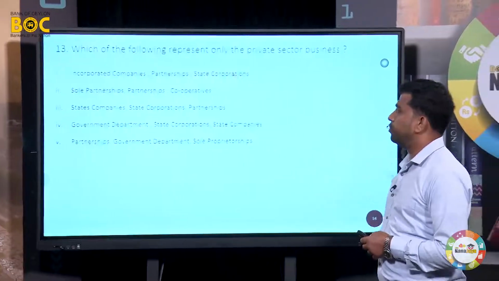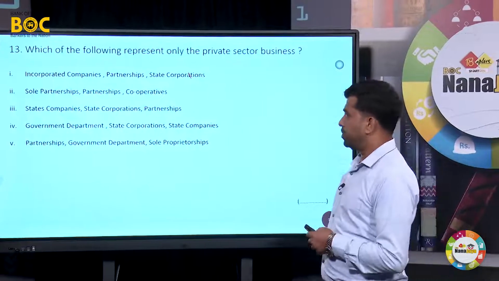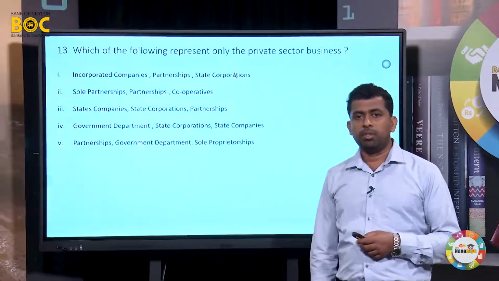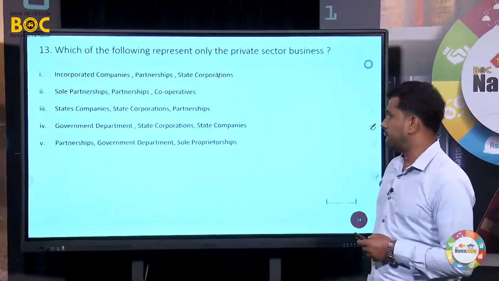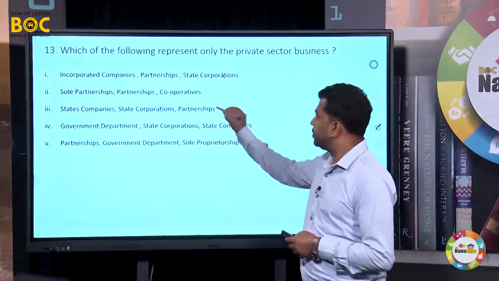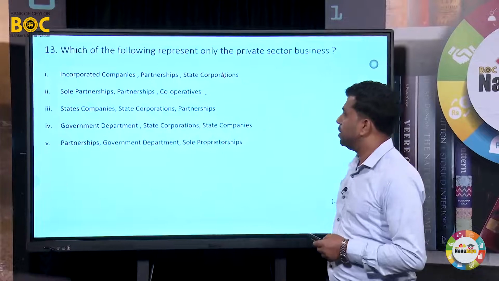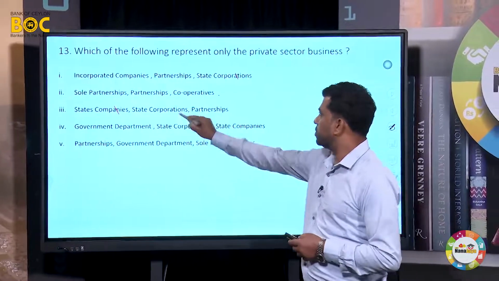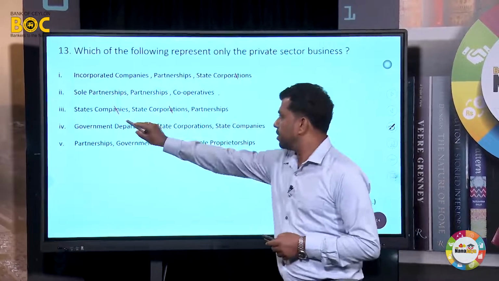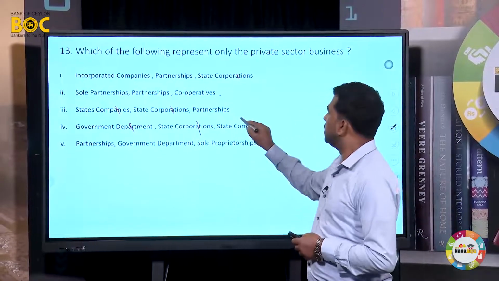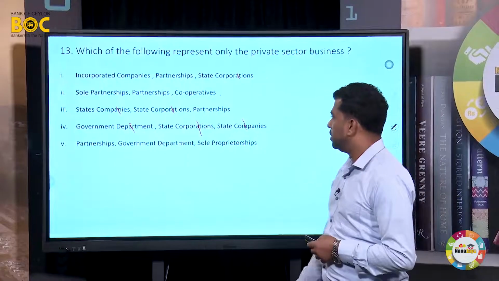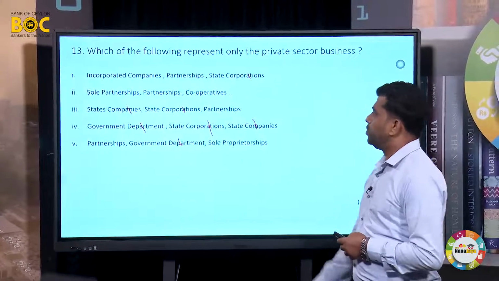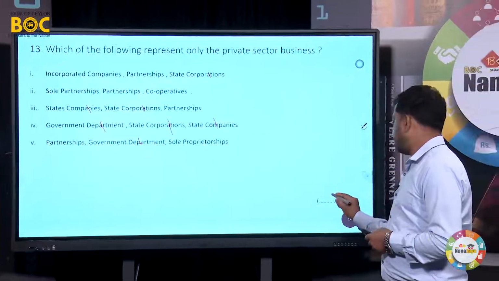Sole proprietorship, private sector. Partnerships, private sector. Cooperatives also belongs to private sector. This one. State companies, you can remove. This one also the same. Government departments, and the correct option is the second one.